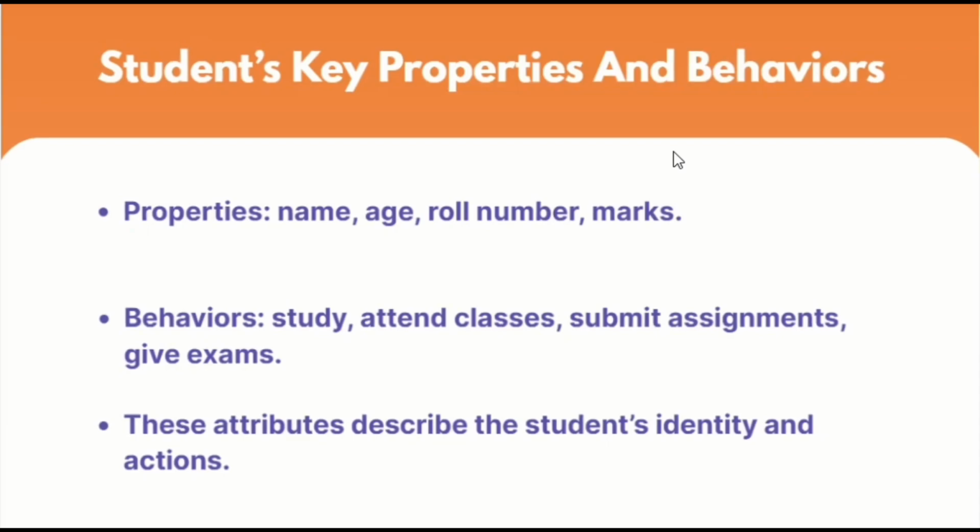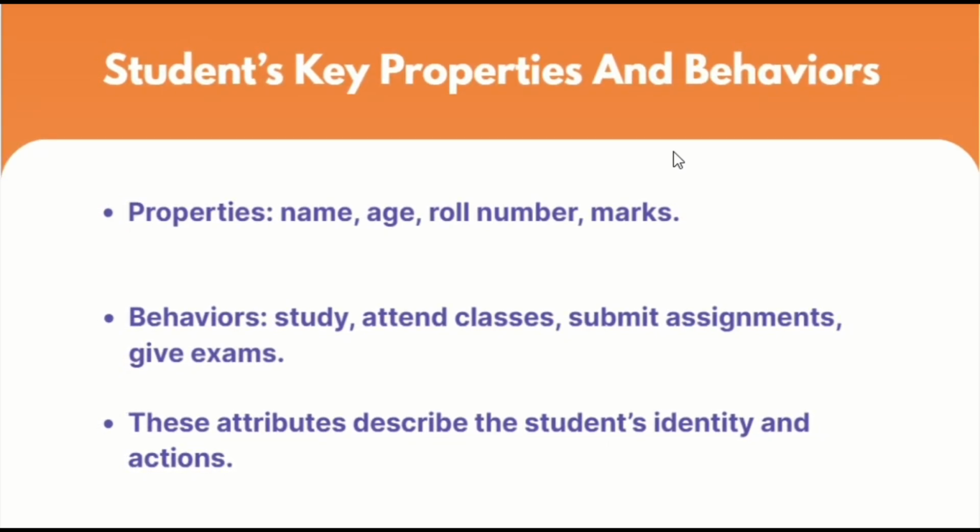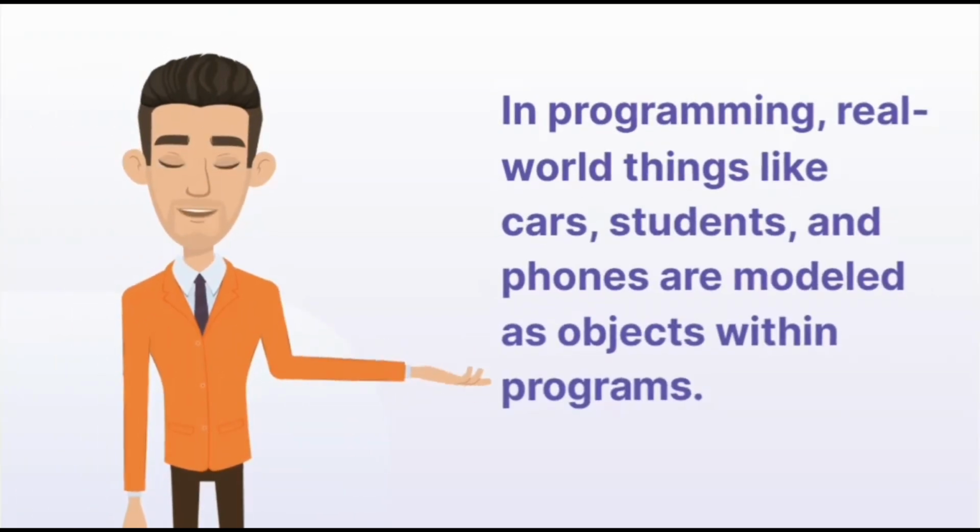And this same idea exists everywhere around us. For example, think about a student. A student has a name, an age, a roll number, and marks. These are properties. And what can a student do? A student can study, attend classes, submit assignments, and give exams.